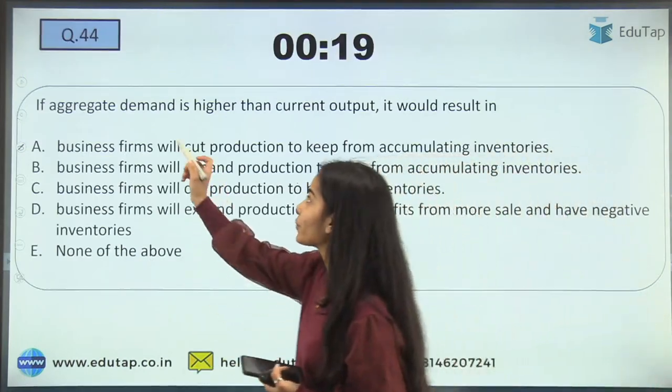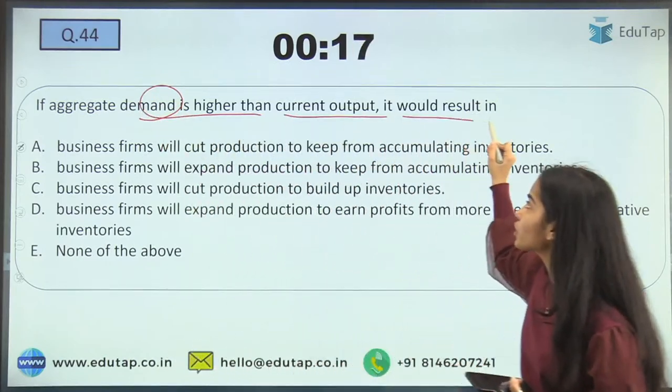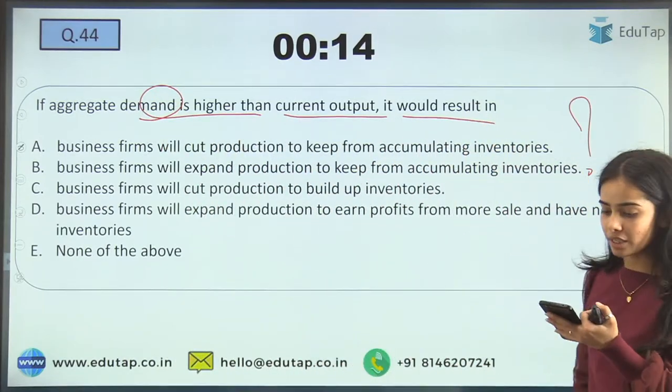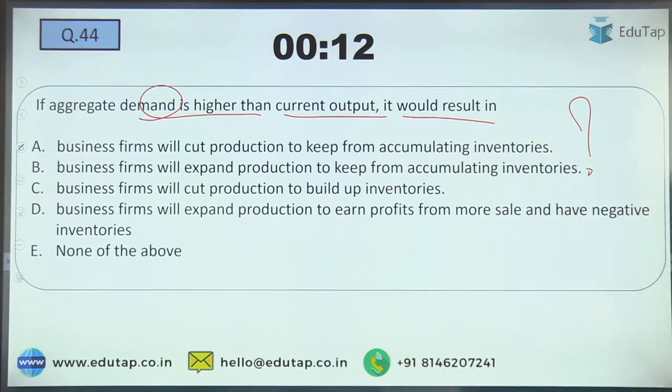Next question is, if aggregate demand is higher than current output, it would result in what? So try to give the right answer of this one.